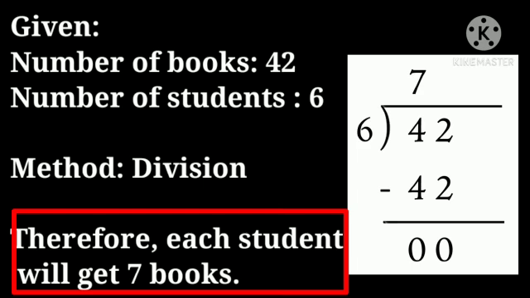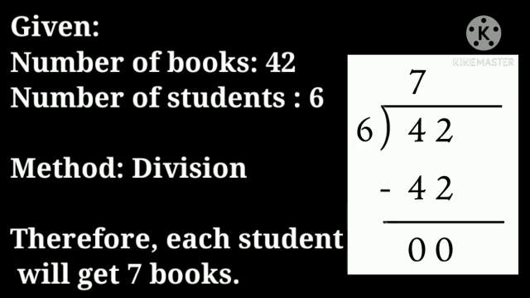So now let us find out the divisor, dividend, quotient and remainder. So in the given sum, divisor is 6, dividend is 42, quotient is 7 and remainder is 0.